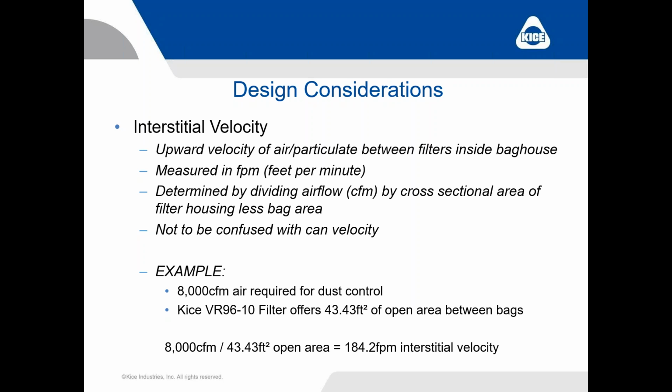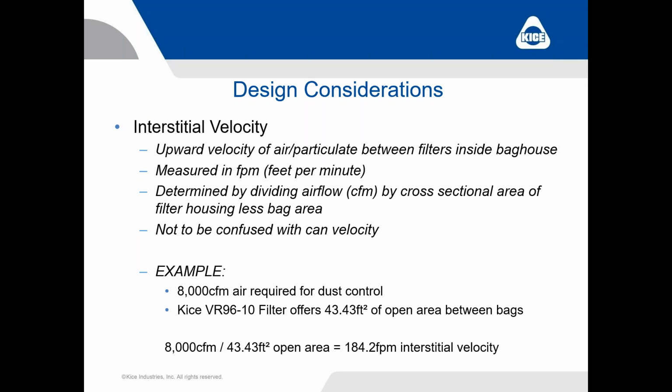How disruptive is this air? How fast is this moving? How much is this product being flown around? Well, we know, and again, these are numbers for Kice, and these are numbers that we're happy to share with anybody, but we know, since we are looking at our VR96 filter, that we have 43.43 square feet of open area between the bags inside of this baghouse filter. That's our open area. We're going to divide our air volume by the open area we have available inside this baghouse to find our interstitial velocity.